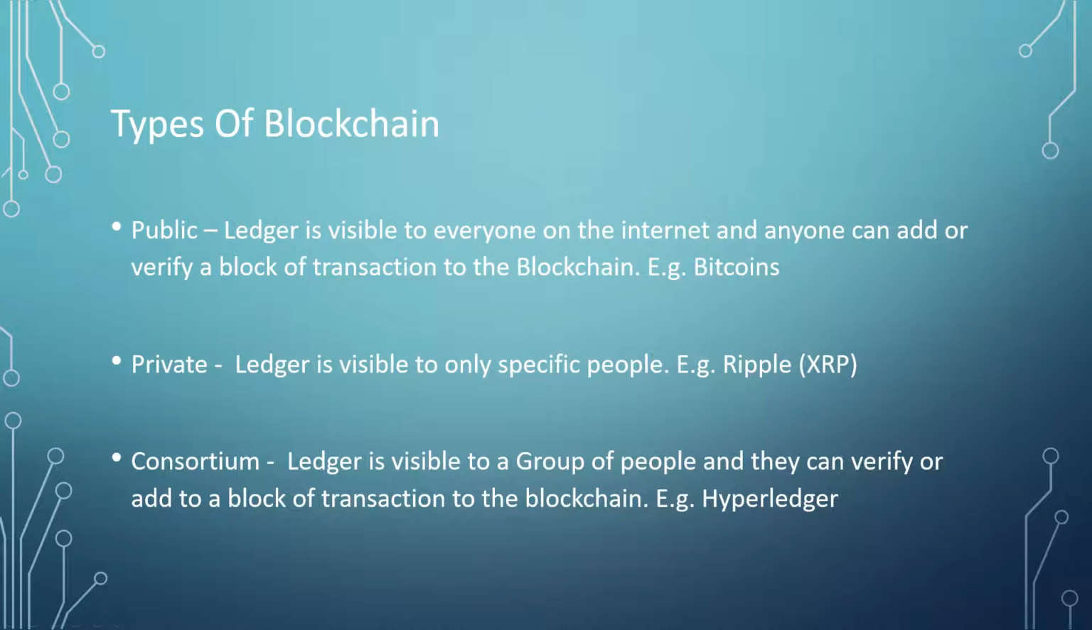Now let's understand what the various types of blockchain are. I hope you all have a fair idea about blockchain by now. So let's now throw some light on different types of blockchain. The first one is the public blockchain. In a public blockchain, the ledger is visible to everyone on the internet, and anyone can add or verify a block of transactions to the blockchain. For example, Bitcoin.